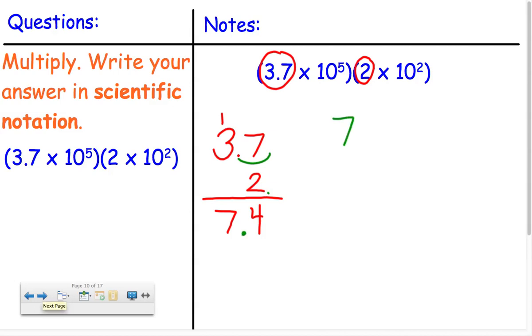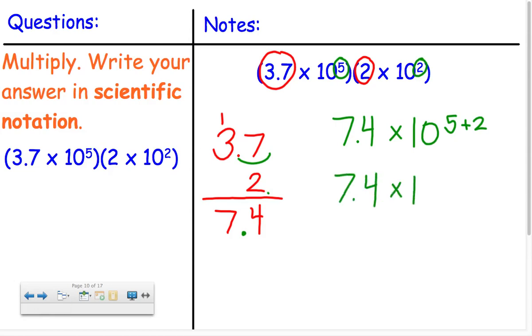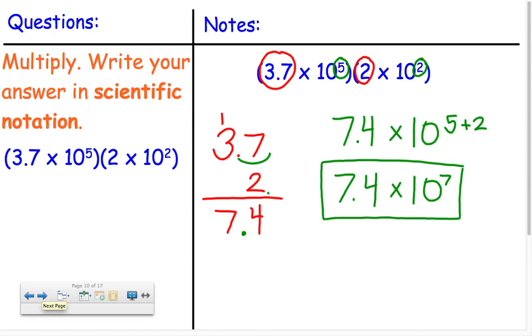So I've got 7.4 times 10, and then I have to add my exponents. When I'm multiplying, I add the exponents. So 5 plus 2, so 7.4 times 10 to the 7 is my answer. 7.4 times 10 to the 7. And again, I'm done because 7.4 is in between 1 and 10.